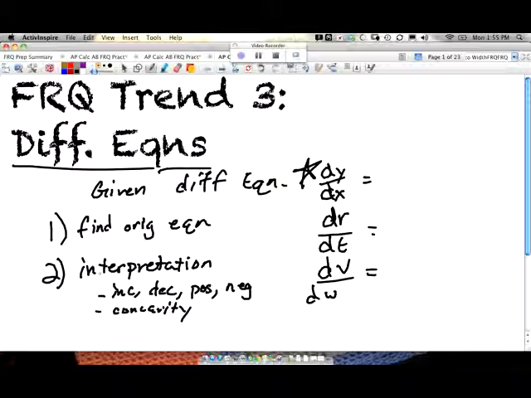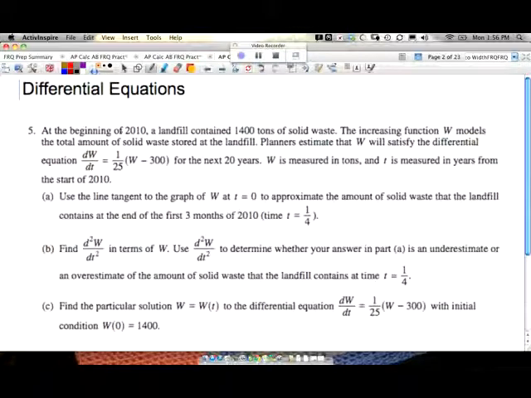And some details that go along with it, if you're going to be finding the original equation, you're also going to be given a particular value to solve for C. So you can solve for C, that constant of integration. Well, let's jump right in. Here we go.